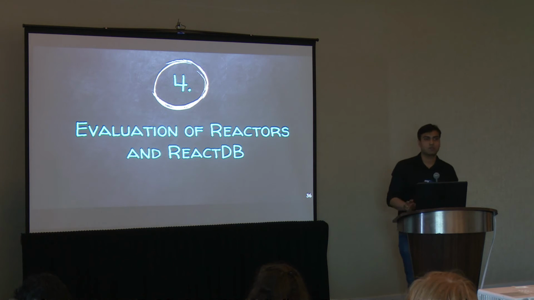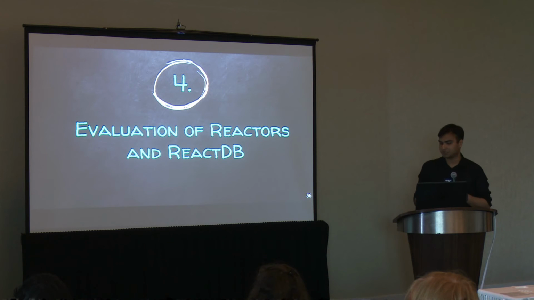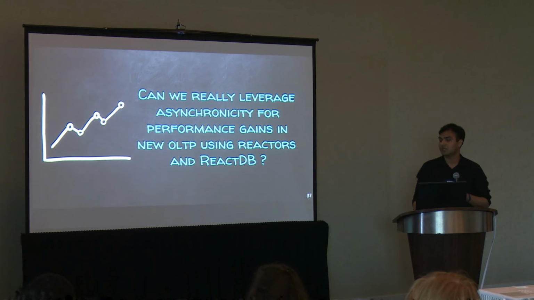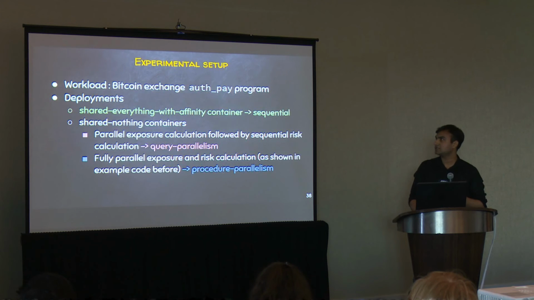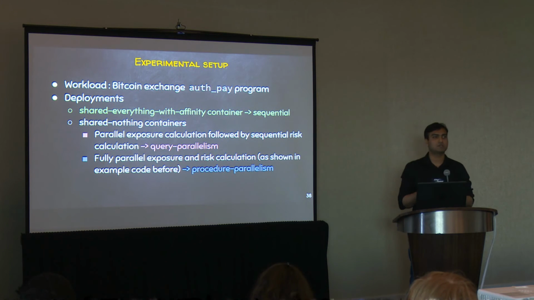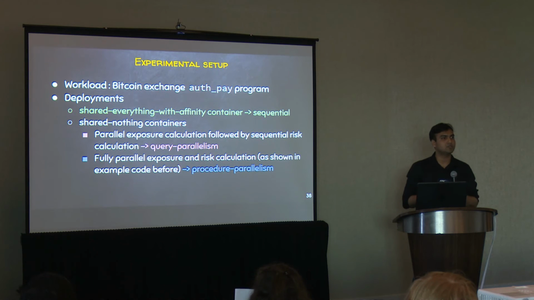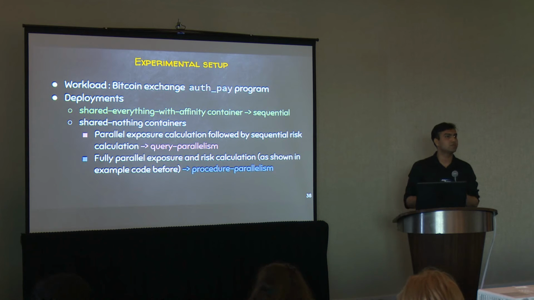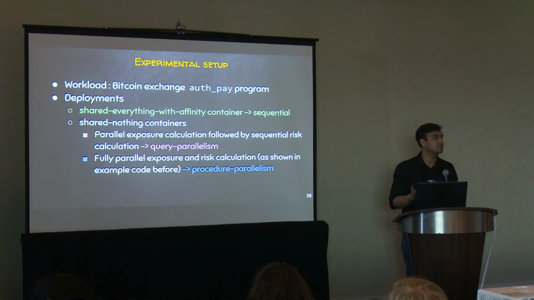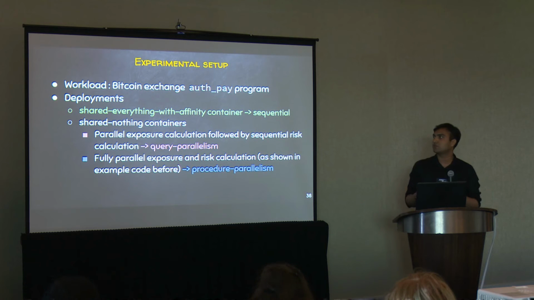So now that I have talked about the system, let me show you some brief evaluation numbers. The first question that we asked ourselves was, can we leverage asynchronicity of the programming model using the system that we built? For this, we use the workload of the simplified Bitcoin exchange application that consists of the auth-pay program that authorizes payment of orders from wallets in the exchange reactor. And we came up with 3 variants of this program to approximate different cases where you leverage different amounts of asynchronicity in your program. So we have a sequential version of the program deployed using a shared everything with affinity container.